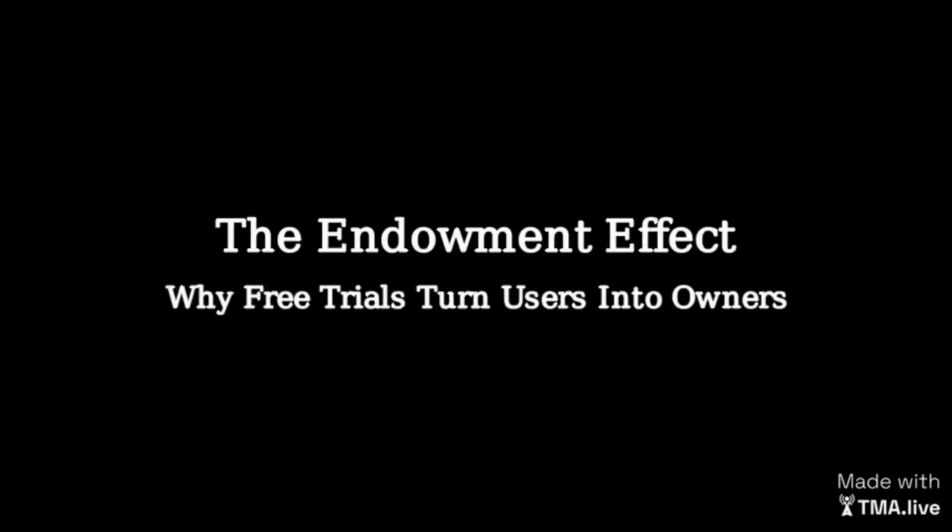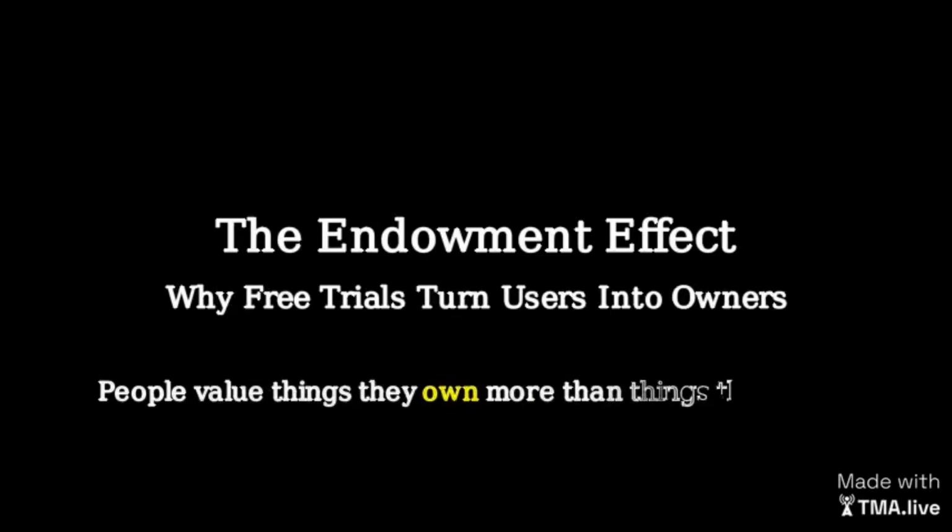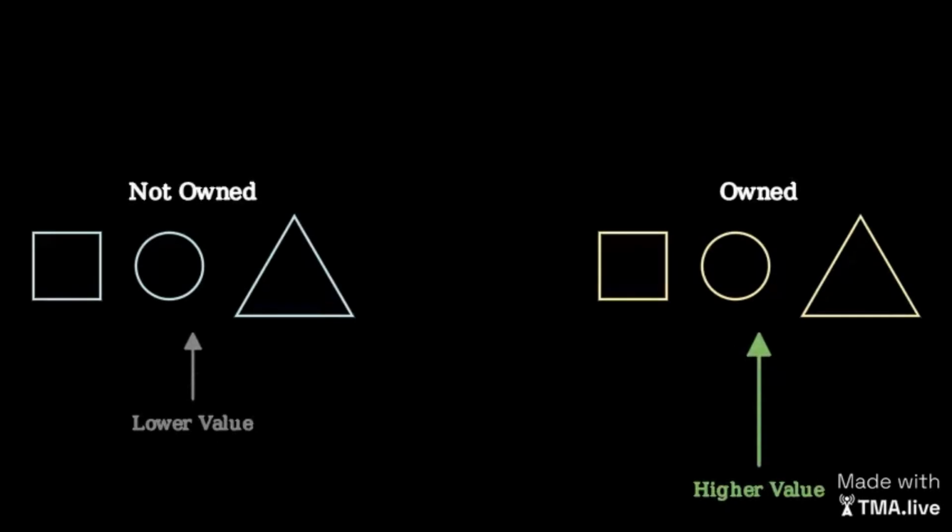The endowment effect is a cognitive bias where people tend to value things they own more highly than things they don't. This effect can significantly influence user behavior, especially in the context of free trials. This effect arises from psychological ownership. When we own something, we develop an emotional attachment to it, leading us to overvalue it compared to when we don't own it. This can be seen in even simple examples.